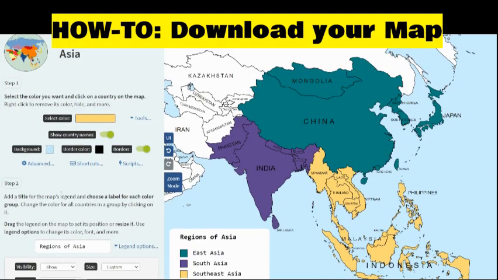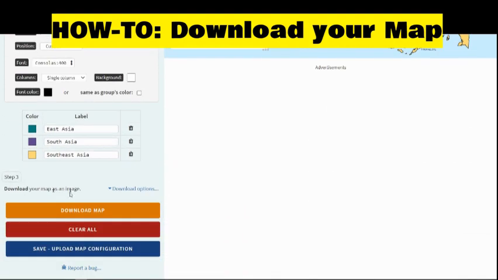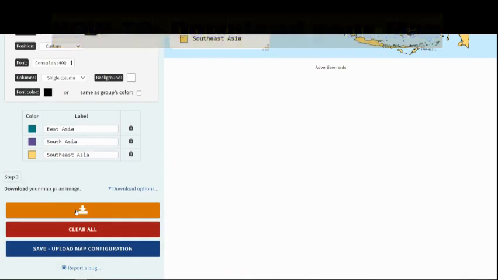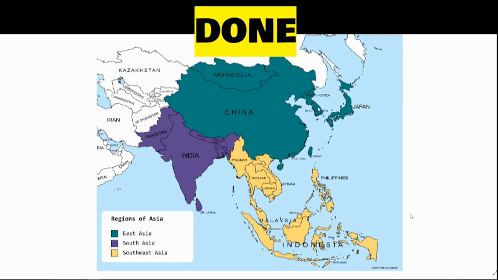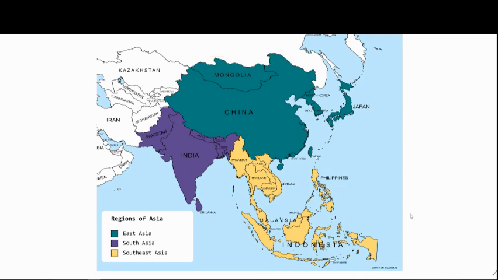If I'm happy with this map, I'm going to want to scroll down and click Download Map. Once I have downloaded the map, I can open it and see, oh, perfect, this map looks amazing. And then I can import this in any type of document I want.